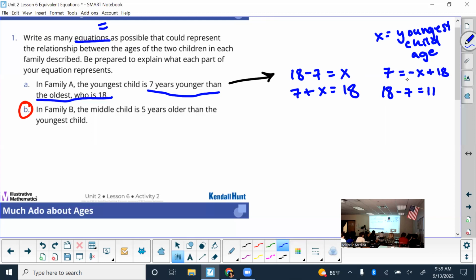Anyone want to see if theirs is right? Or you think yours is, where, what was it, you say 11 plus 5? Oh, okay. So in family B, the middle child is 5 years older than the youngest child. Anyone have an equation for that one?